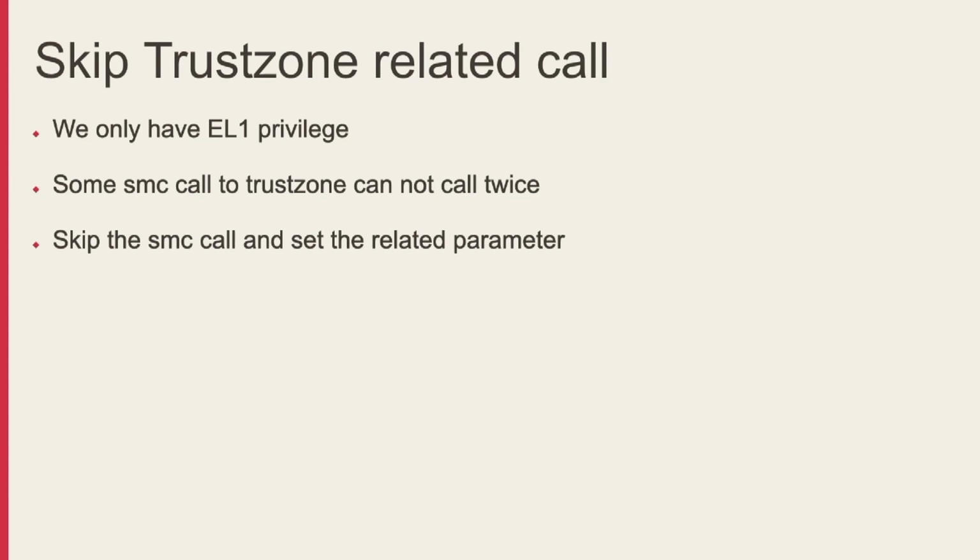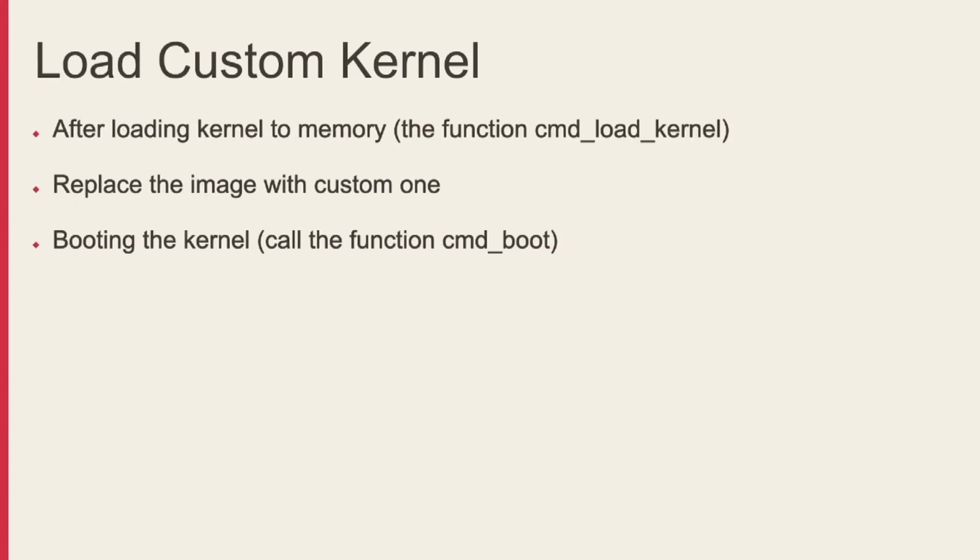But we only get exception level 1 in non-secure world. Some data in TrustZone is already initialized, and we cannot init it twice. Therefore, we must skip the TrustZone related code to keep TrustZone stable. And we continue the booting process until loading the kernel to memory. In this step, we replace the kernel image with a custom one.